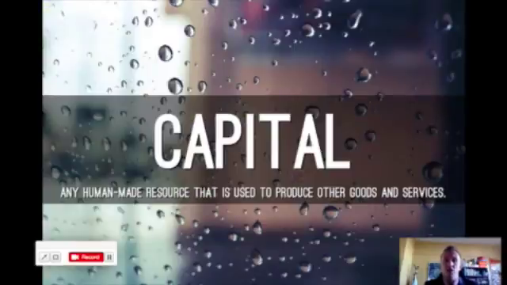Capital is any human-made resource that is used to produce other goods and services. So this could include machinery, tables and office furniture, the lights, and the business or building itself.